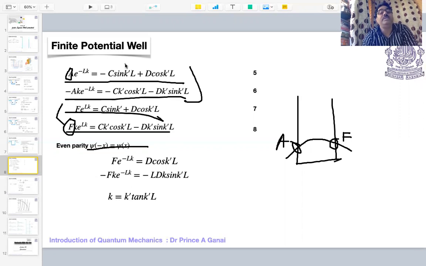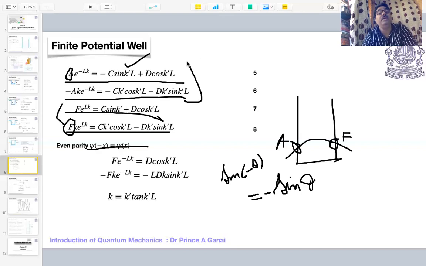And the problem is with this sine term, because sine of minus theta is equal to minus sine theta. So that will not satisfy this condition, psi of minus x is psi of x. Therefore, I demand this c for even functions is 0.